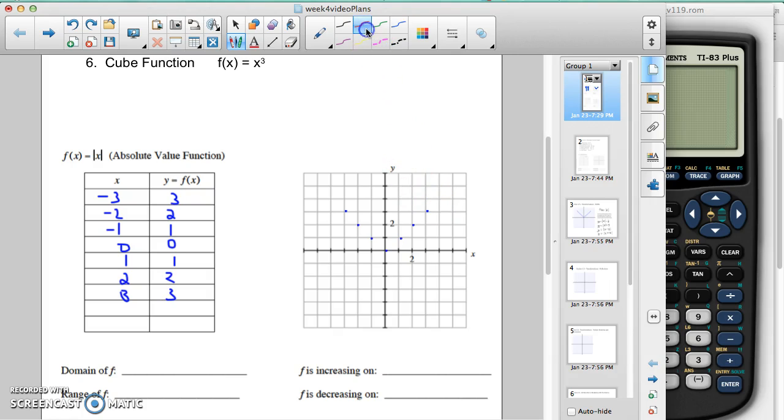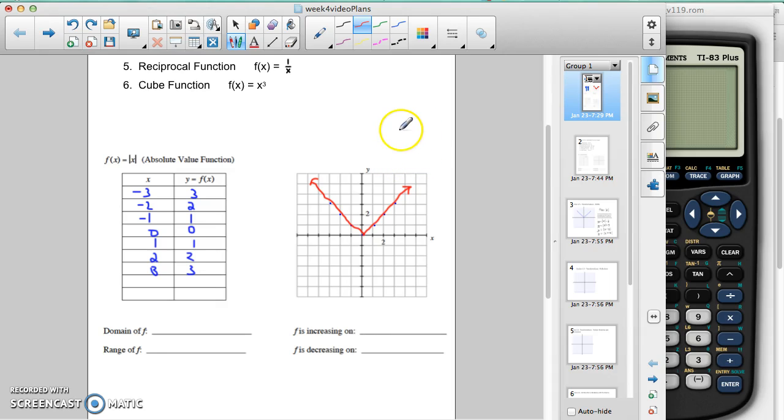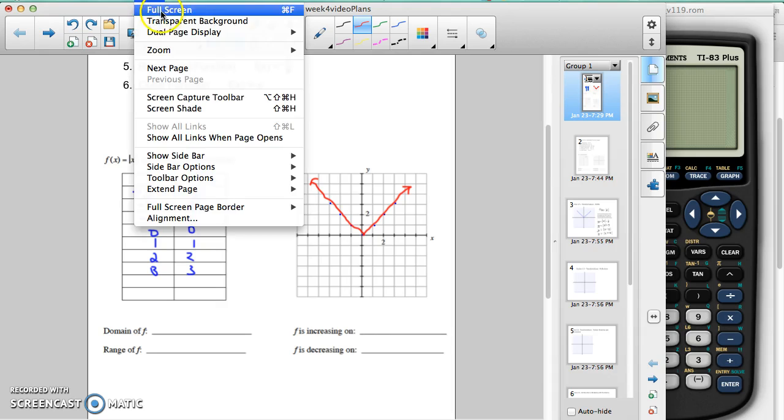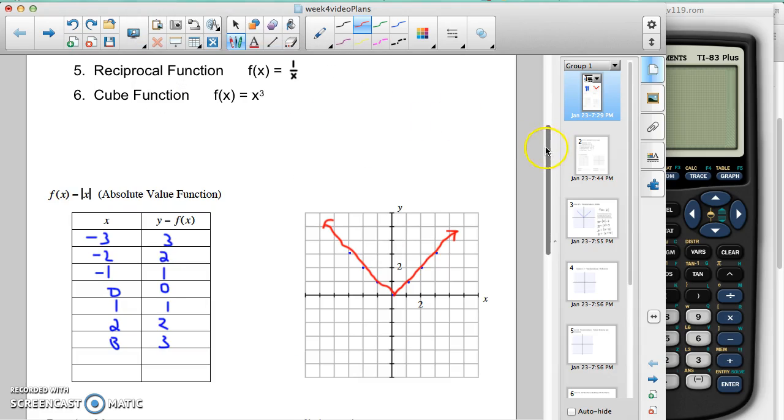So the graph of this function is going to look like a V-shaped graph at 45 degrees on both sides of the y-axis. It has some symmetry in the middle, meaning we can fold right along this line and take a look at it. We zoomed out here, so let's go back to 100%.